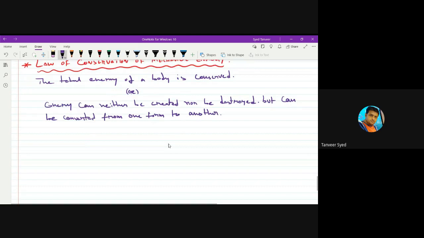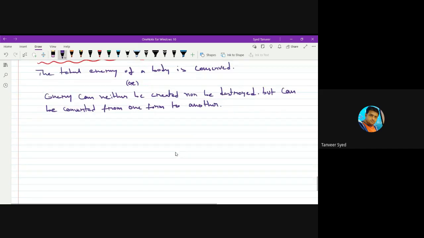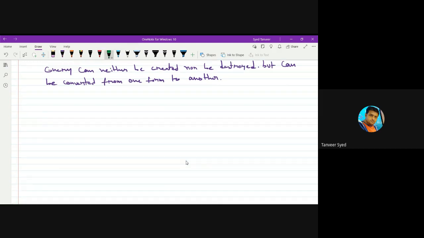But you can convert energy from one form to another form. That is allowed. You can convert mechanical energy to electrical energy. You can convert electrical energy to light energy. You can convert light energy to electrical energy. Different conversions are possible. But total will remain same. And we can verify this thing in a simple situation. Verification of law of conservation of energy, particularly mechanical energy. What is it?